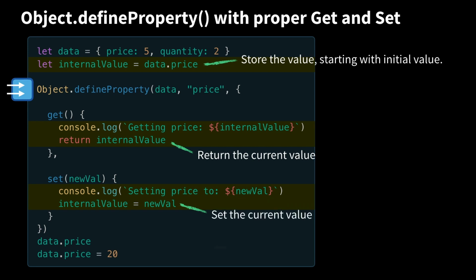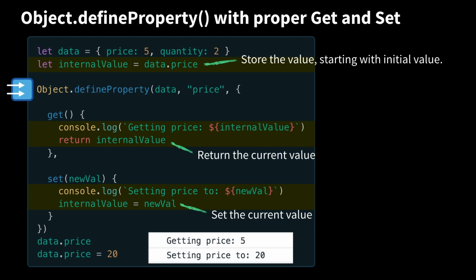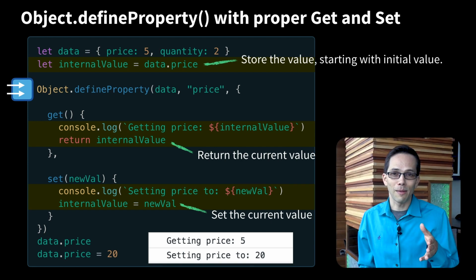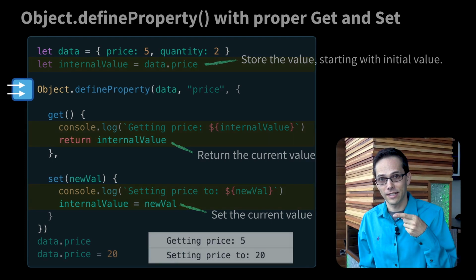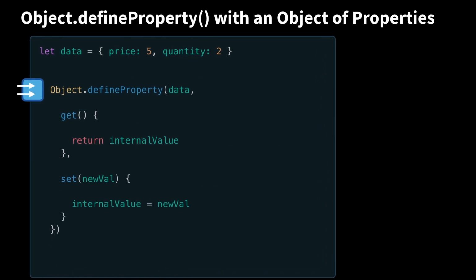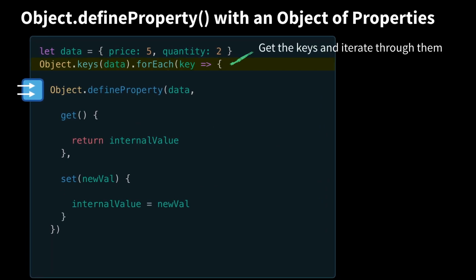Now when we run this code, we see getting price 5, setting price to 20, as we'd expect. We want to call define property for each of our properties in our data object. So let's do that now. We'll call Object.keys to get all of the keys for our object, and we'll iterate through each of them. In case you're wondering, our keys return an array with price and quantity.